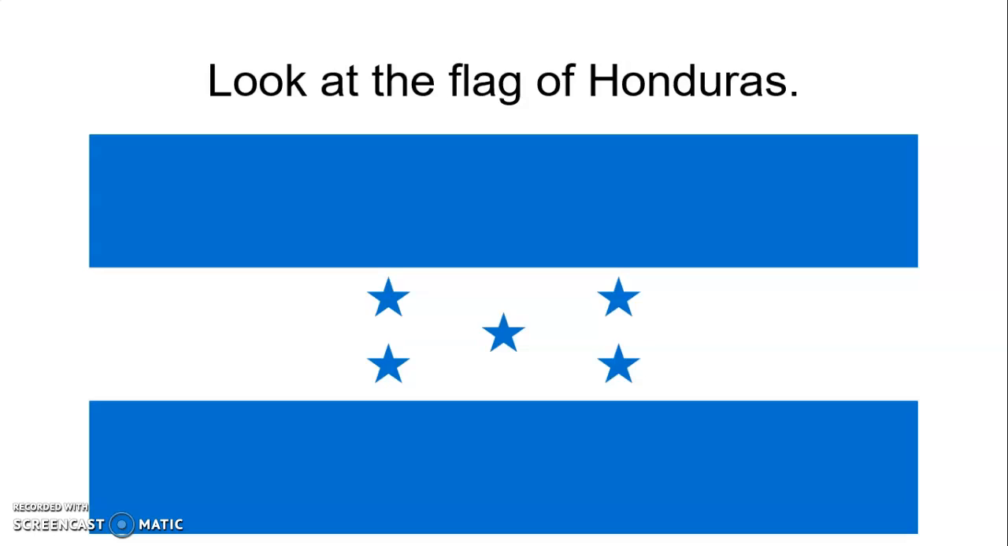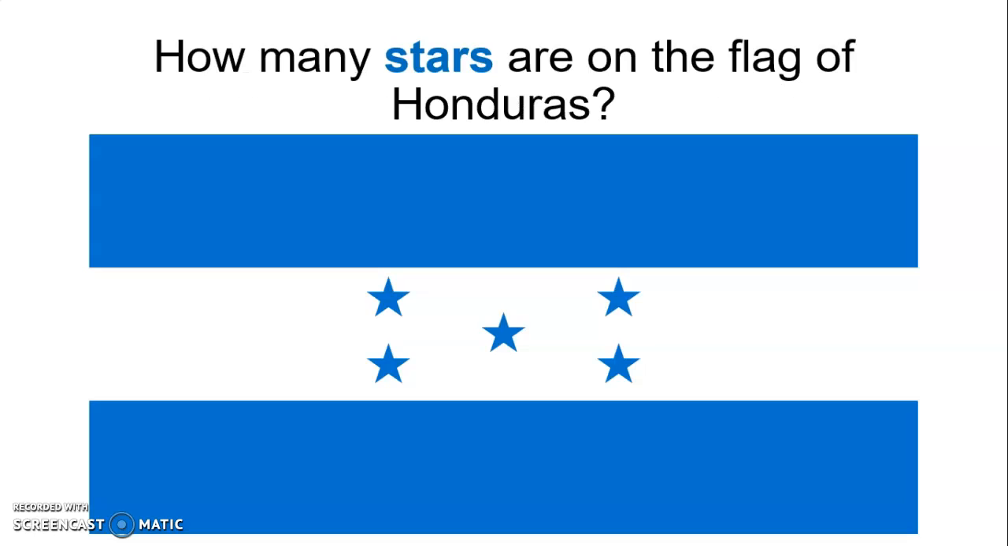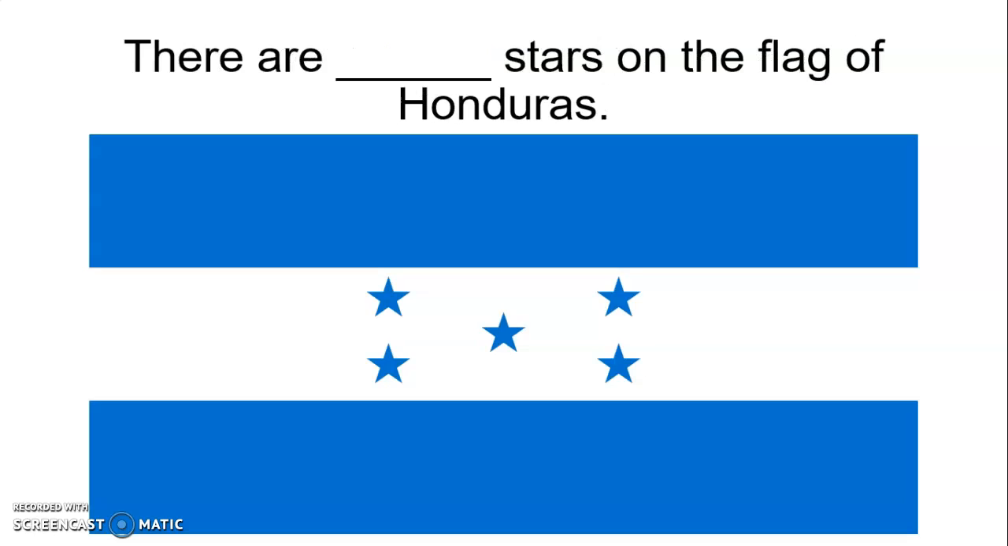Look at the flag of Honduras. How many stars are on the flag of Honduras? There are stars on the flag of Honduras. These are stars. A star, a star, a star, a star, a star. How many stars are on the flag of Honduras? There are, hay que escribir el número, stars on the flag of Honduras.